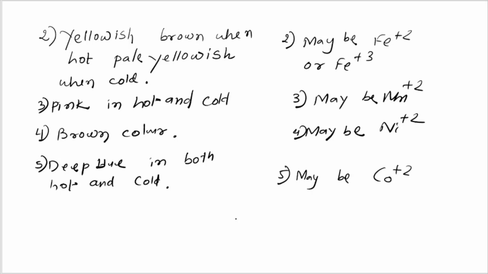But always remember, this is not the final one, this is not the confirmed one, it may confuse also, so you only guess it may be. I hope it is clear to you what the dry test for the basic radical is. It starts from the dry test tube heating and ends with the borax bead test.